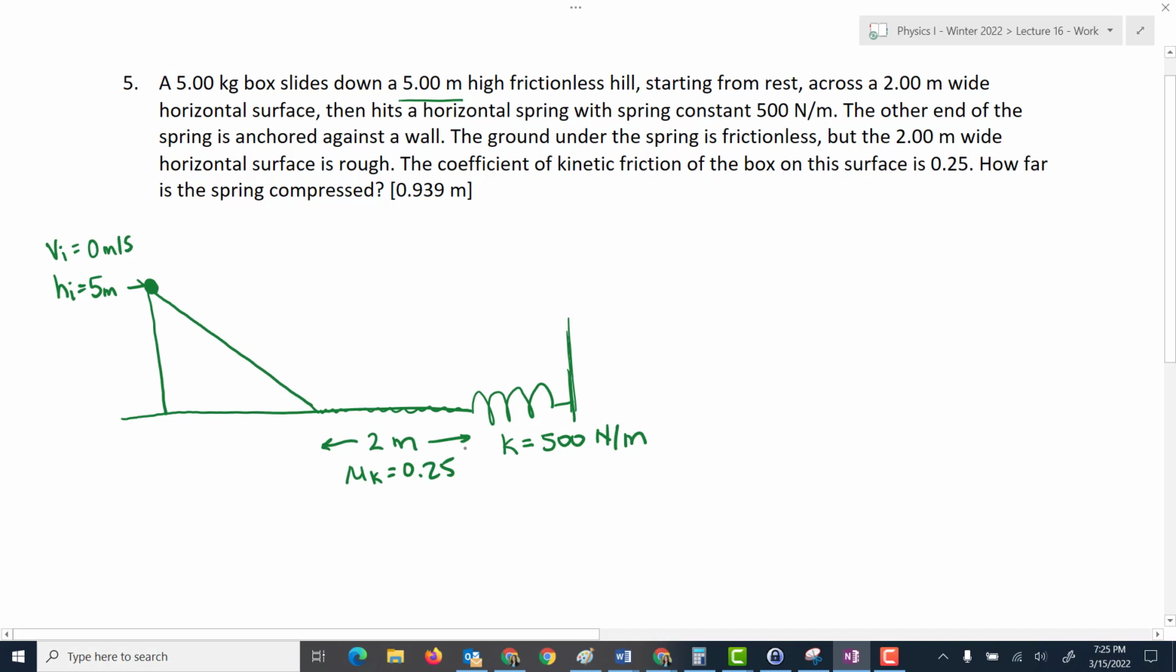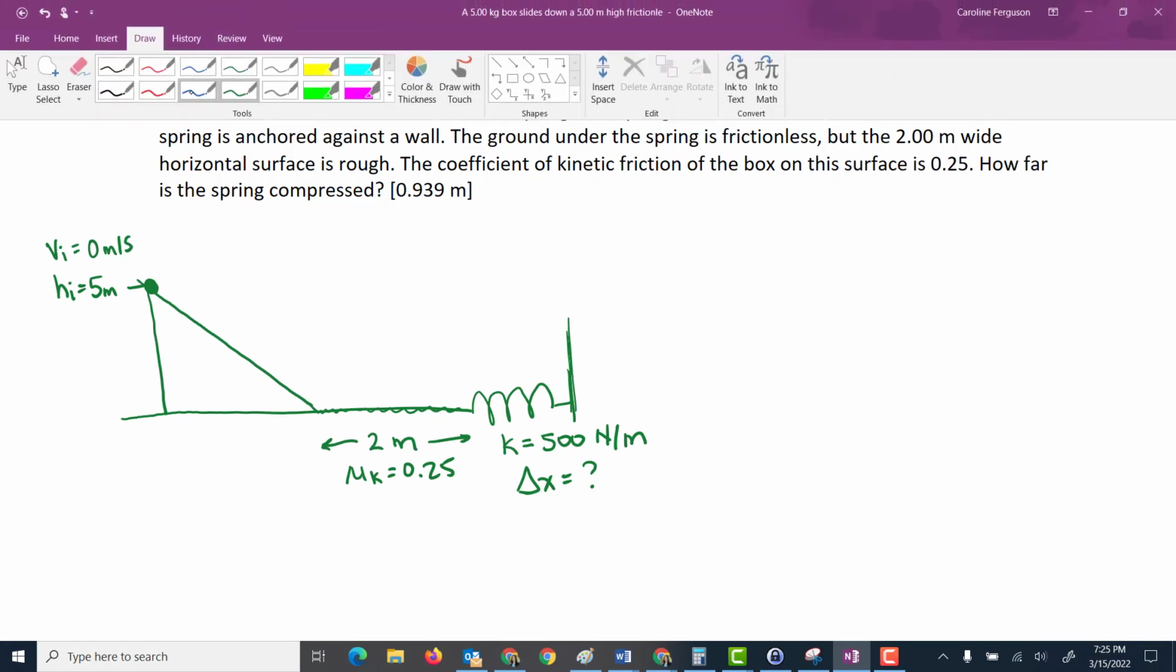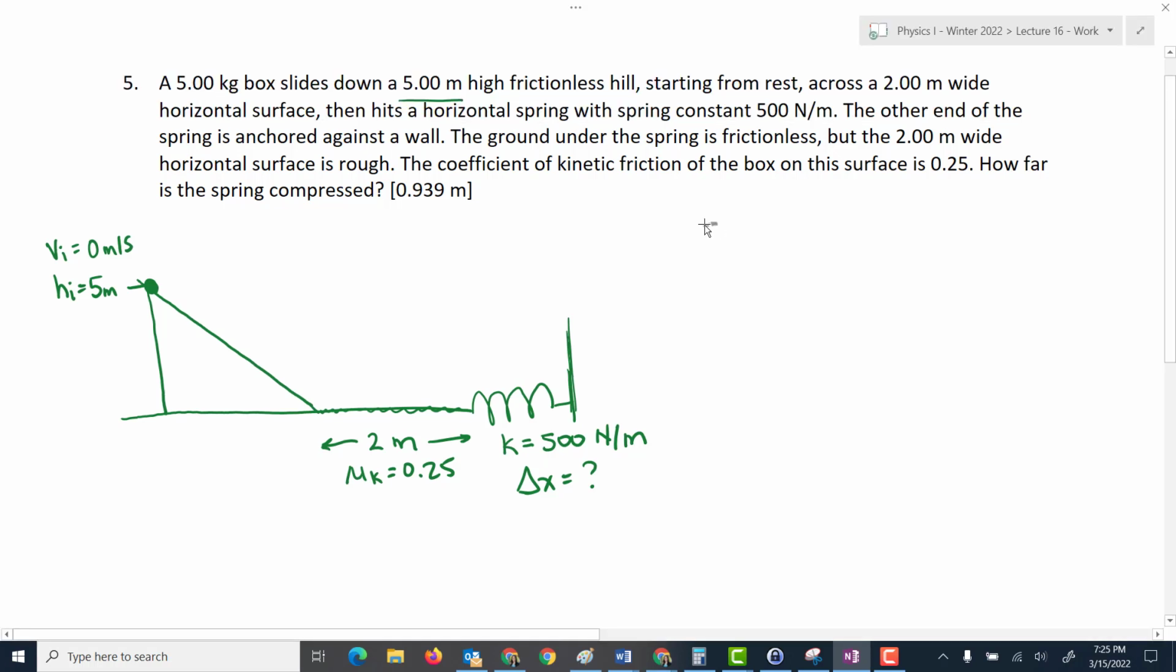How far is the spring compressed? So we're looking for that delta X of the spring. Okay, so that's what we're trying to find. So let's start with our energy work equation. So the total energy initial plus the work done is equal to the total energy final.